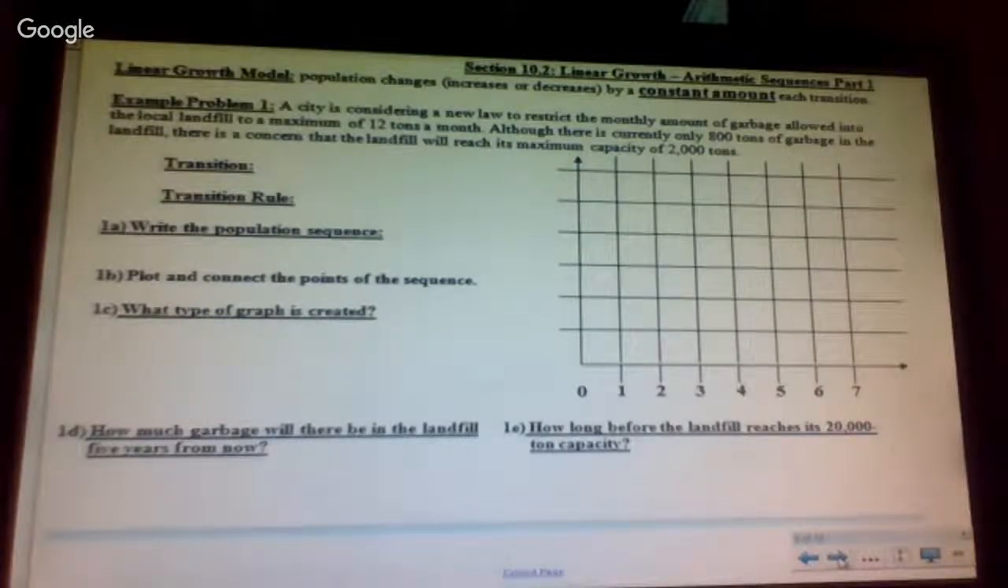What is my transition here? How often is this happening? Monthly, okay? It says monthly here, so my transition is monthly, or 1 month. My transition rule. What's it gaining every month? 12 tons. So P sub n equals P sub n minus 1 plus 12.